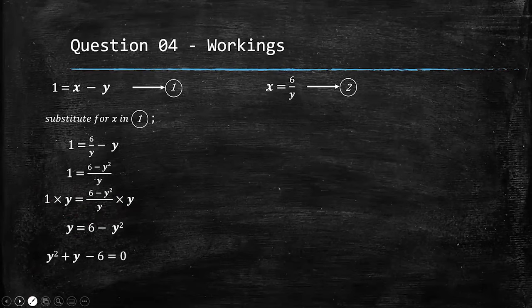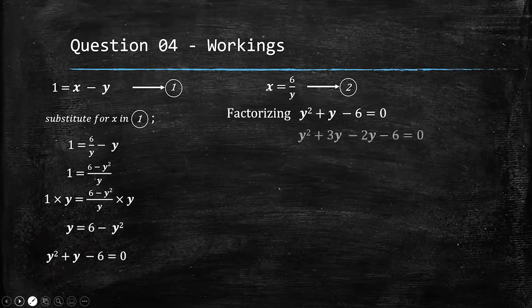So you can obtain a quadratic equation. You put y squared to this side plus y, and you take 6 to the other side, all the terms into one side, and you will obtain a quadratic equation, which is y squared plus y minus 6 equal to 0. Now you need to factorize this equation in order to find the value of y. So let's factorize the equation.